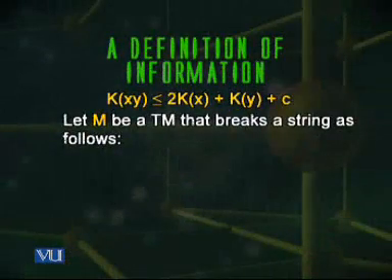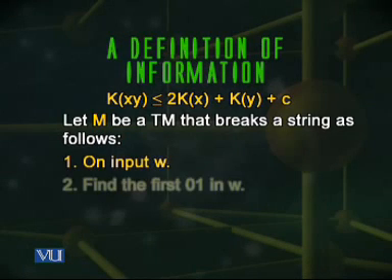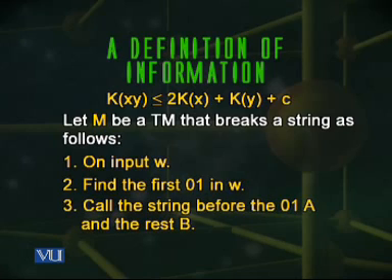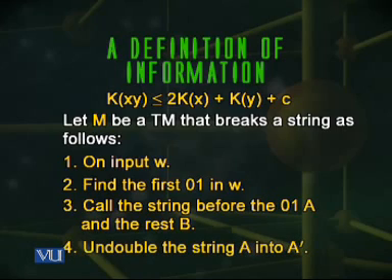Let M be a Turing machine that breaks its input string as follows. On input W, M finds the first 0, 1 in W. Then let's call the string that comes before 0, 1 as A and the rest of the string, the one that comes after 0, 1, B. M undoubles the string A into A prime. So what M does is every time it sees a 0, 0 in A, it puts a 0 in A prime. If it sees a 1, 1 in A, it puts a 1 in A prime. This is what we're saying, undoubling of a string.